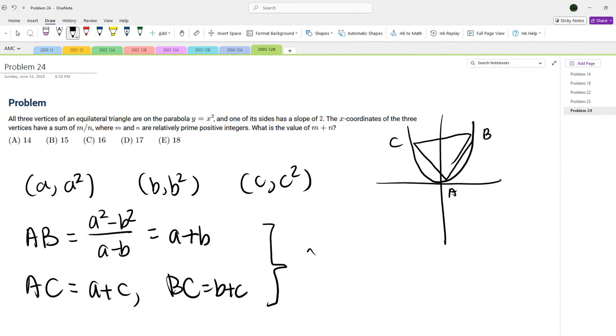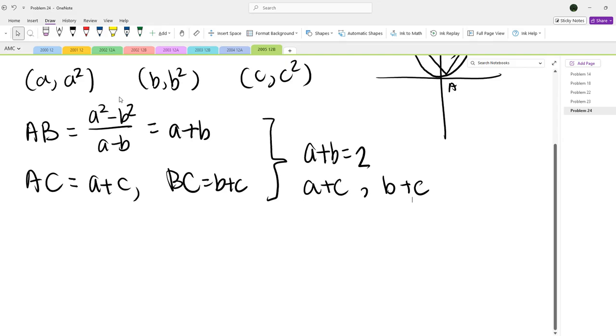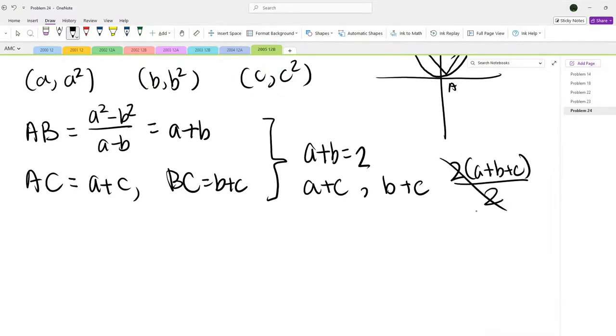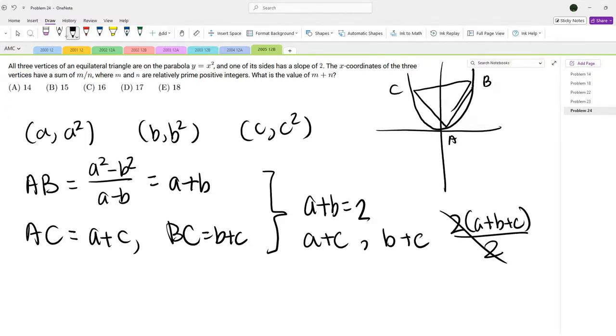So then we have a plus b equals 2, and we want to find a plus c and b plus c. And note that the sum of all of these slopes would just be 2 times a plus b plus c. And since we want to find all the x-coordinates, which is a plus b plus c, we want to find the sum of all the slopes and then divide it by 2. So now we want to find the slopes of the other two line segments of the triangle.